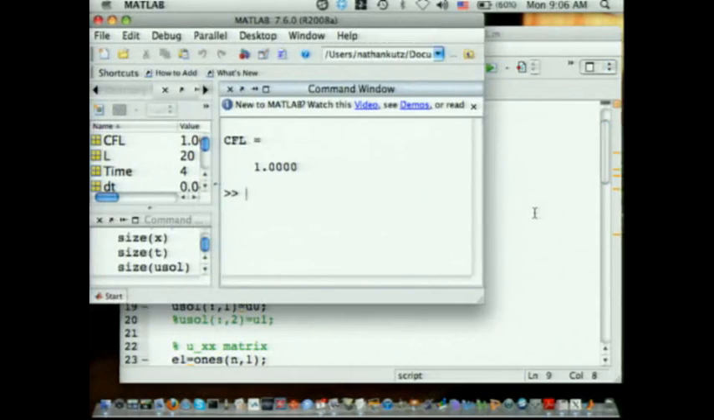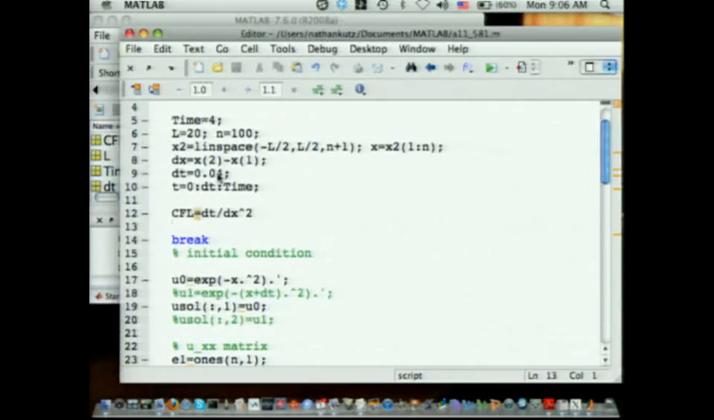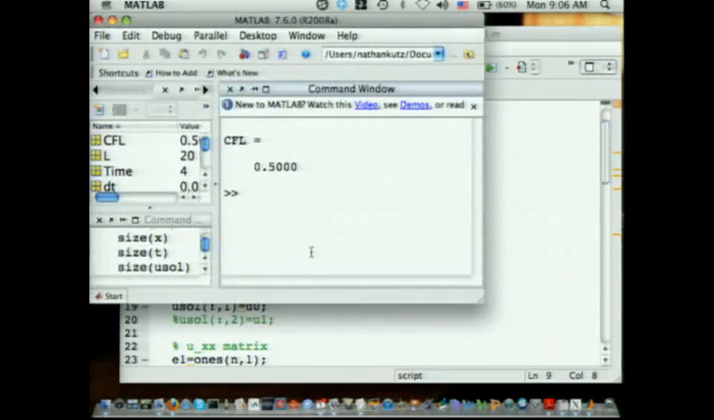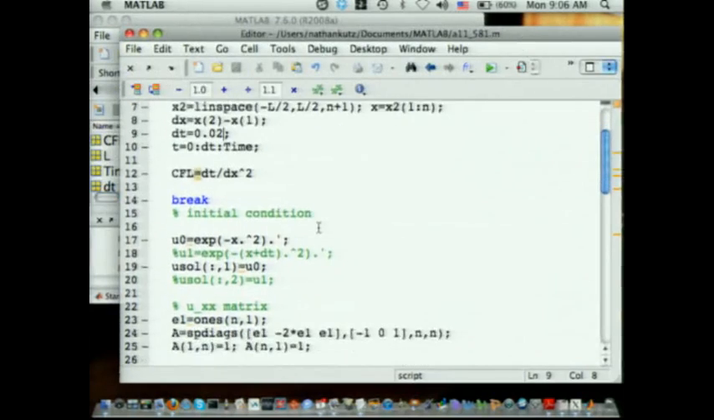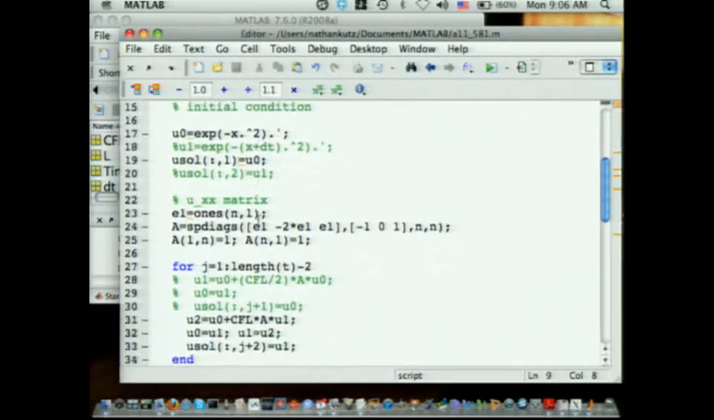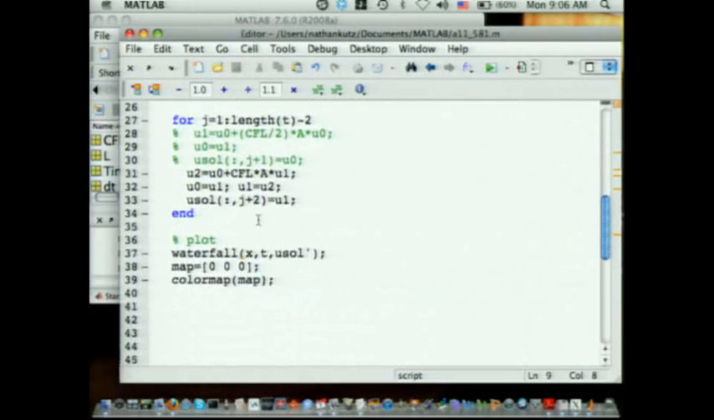Oh, actually, we need to get it to below a half, right? All right, fine. See, that's costing me 0.02. I was way up at 0.1 with the wave equation, and now that gets me at a half. So I have my CFL defined. I go ahead and I have my initial conditions. I have my second derivative matrix, and now we come to the heart of the code right there.